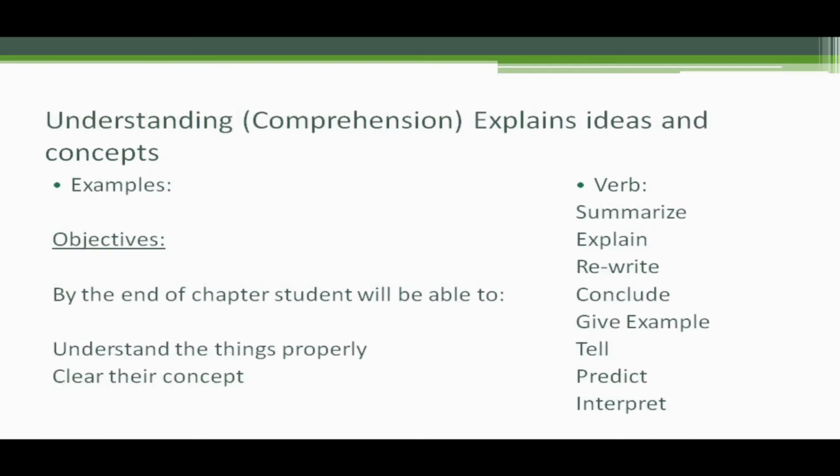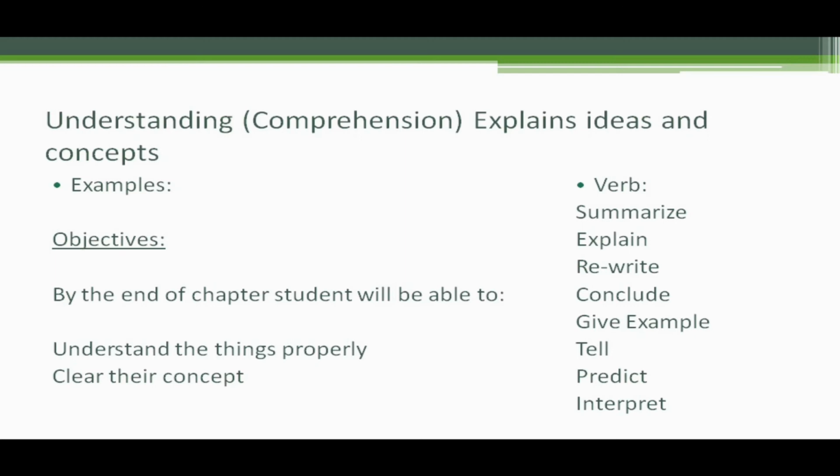After the remembering level, we have the second level, understanding, the comprehension level. This level explains the ideas and concepts. If a teacher has made his lesson plan according to the second level, it is understanding. By the end of the chapter, students will be able to understand things properly and clear their concepts.